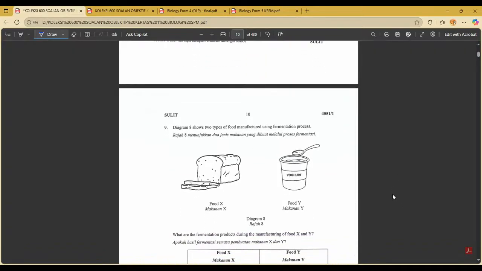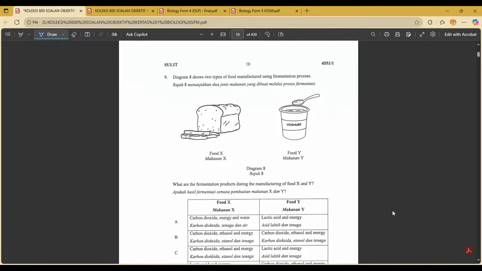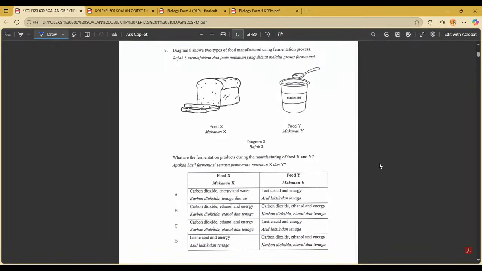Okay, diagram 8 shows two types of food fermentation. This is lactic acid fermentation, and this is alcohol fermentation. Alcohol, which is ethanol. So yeah, carbon dioxide, ethanol, energy, lactic acid, and energy.